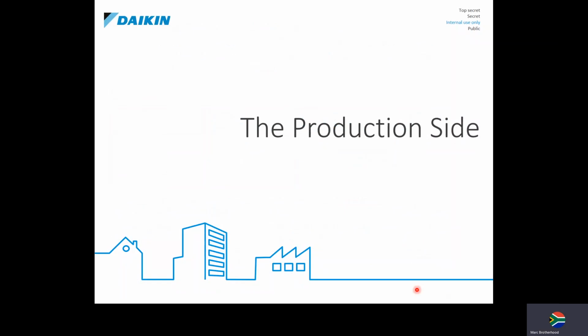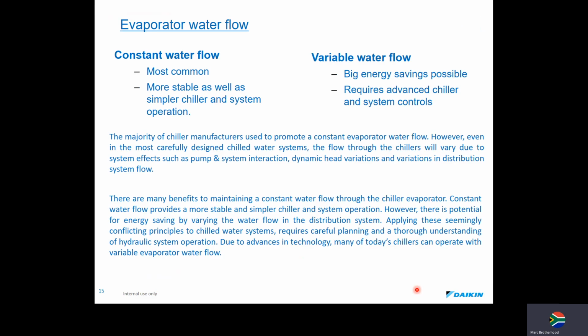Now that we looked at the control side, let's look at the production side. That's obviously where we make the chilled water on the chillers. So first of all, we have evaporator water flow. We have two types: constant water volume and variable water volume. Constant water volume through the evaporator is the most common. It's more stable, as well as a simpler chiller design and simpler system operation.